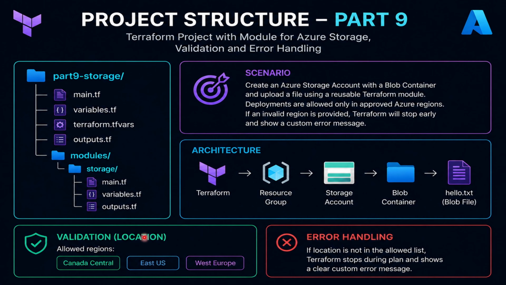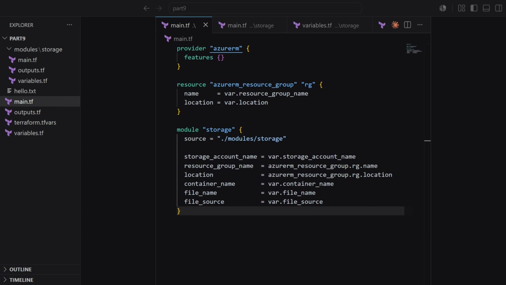In this Terraform code, the company only allows deployments in approved Azure regions. So we will use Terraform validation to verify the location before deployment begins. If someone enters an invalid region, Terraform immediately stops and shows a custom error message. We are at VS Code. Let's implement the scenario step by step.